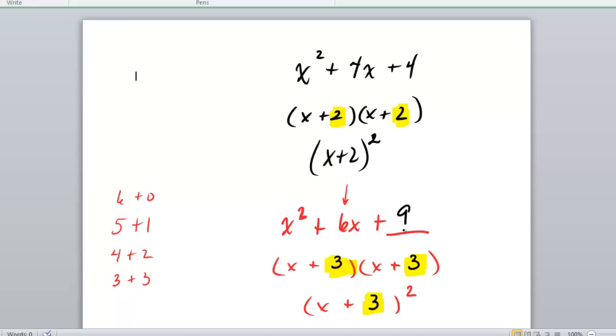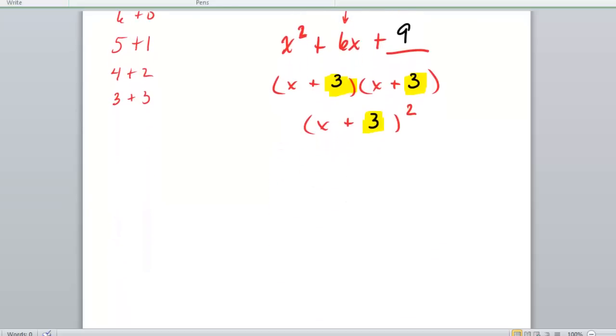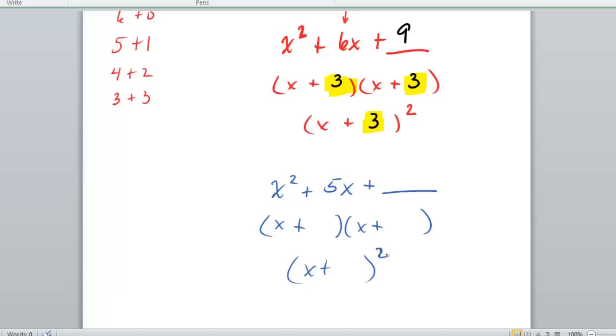Now, if we look at a different problem, we may be able to see just a little bit more clearly what we're dealing with here. If I have x squared plus 5x plus blank, I need to figure out what two numbers add together to give me that 5. And keep in mind, those numbers have to be the exact same number. Well, you can see very clearly that we're not going to have two numbers that are exactly the same unless we go into decimals or fractions.